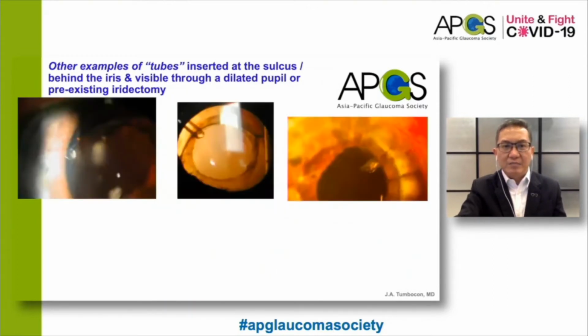These are other examples of sulcus-inserted tubes. I still prefer the tube to be visible when the pupil is dilated, since if there's a tissue or vitreous that obstructs it, you could relieve the obstruction by just doing YAG laser.